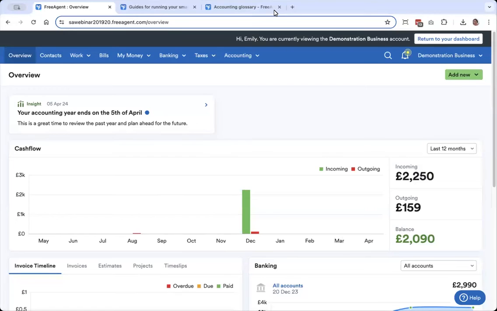We're going to look at some basic accounting terminology today and see how that fits with the everyday bookkeeping that you do on FreeAgent. See what happens under the hood when, for instance, you create an invoice, create a bill, create an expense, explain a bank transaction, and so on and so forth. I'm going to show you what's happening under the hood and explain some basic accounting terminology to you.